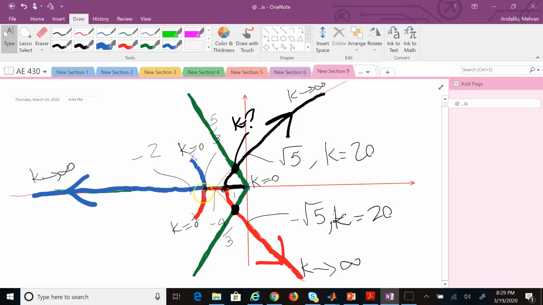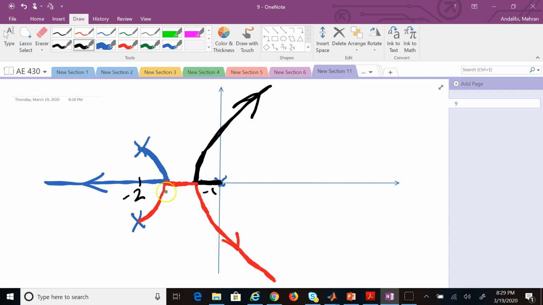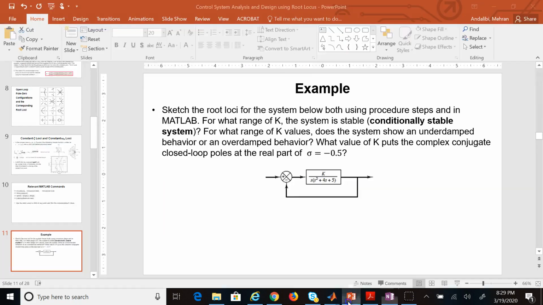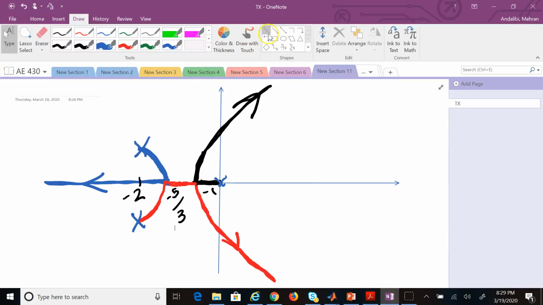So negative 5 over 3 and negative 1, right? So this guy here is negative 5 over 3. Now what this problem is asking is, I want a sigma of negative 0.5. So bring the poles for me here. Okay, I want the poles to be here.